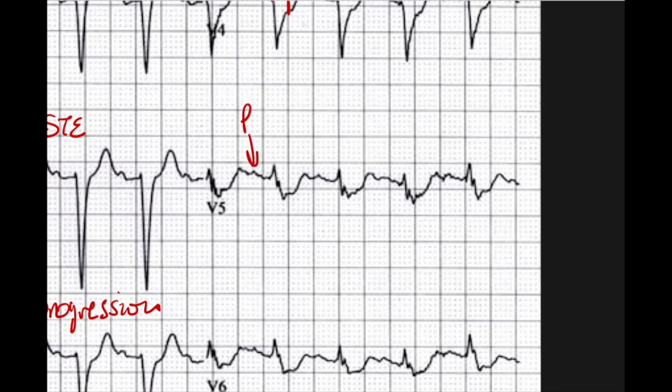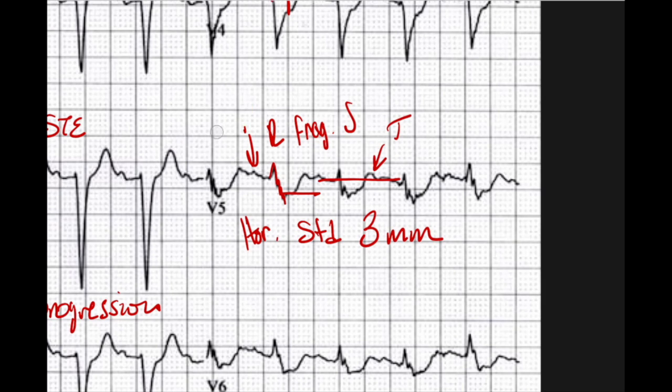V5, we have that upwards P. We have this R wave with this very fragmented S. Seems like we have some horizontal ST depression, about 2 to 3 millimeters. I wrote 2 again. And our T waves are upright, how we would want. We'll keep the R with fragmented S and what looks to be a little bit of ST depression.